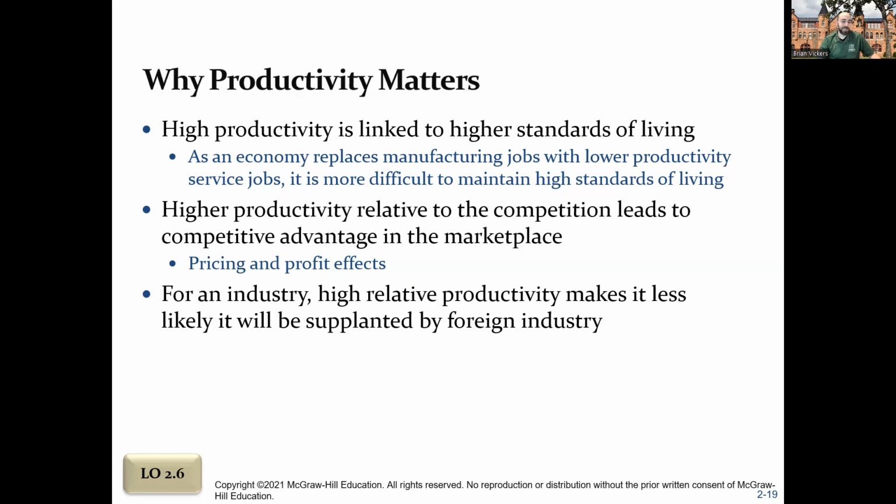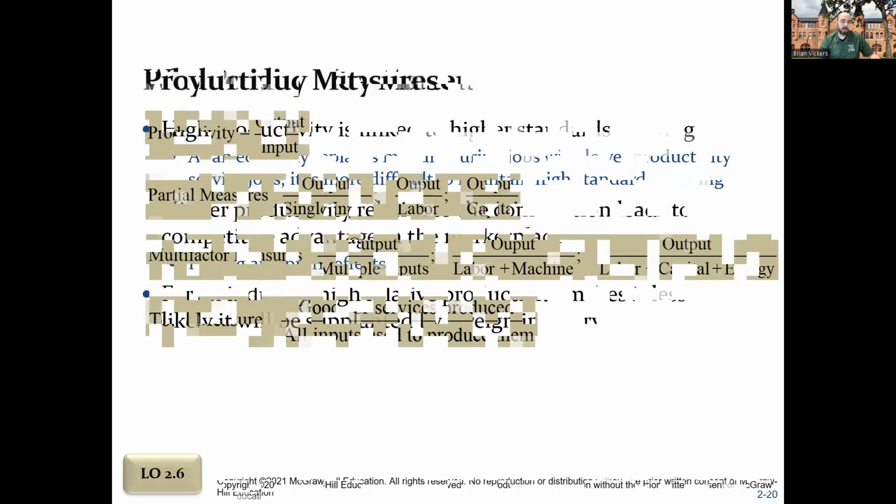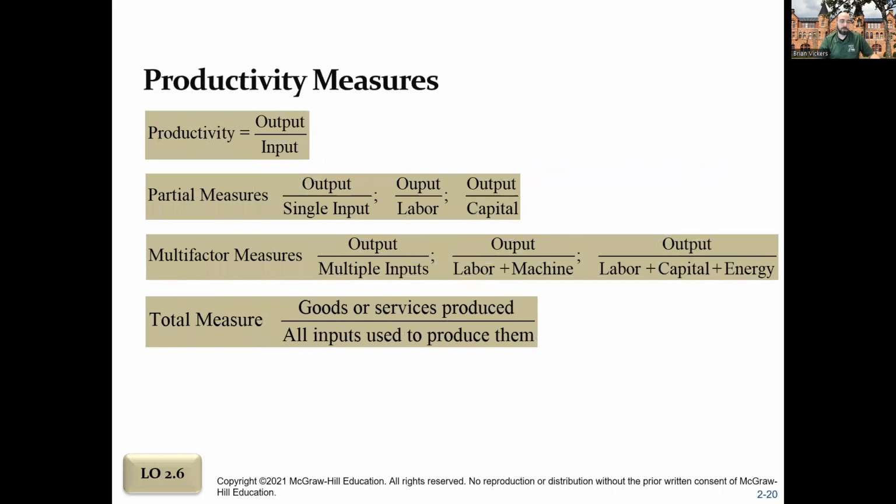All right, for an entire industry, high relative productivity makes it less likely that you will be supplanted by a foreign industry. So for a lot of industries, if we can do them productively here and the costs are low and profits are good, then it's less likely that we will offload those jobs overseas and outsource them to other companies or countries. We can measure productivity by comparing output to input. If you divide your entire output by all your input, you get productivity.